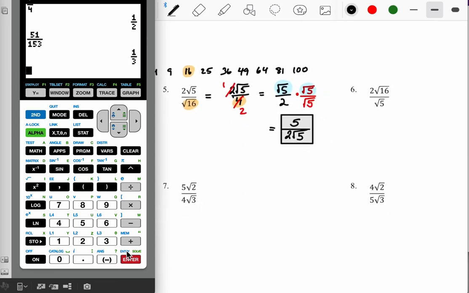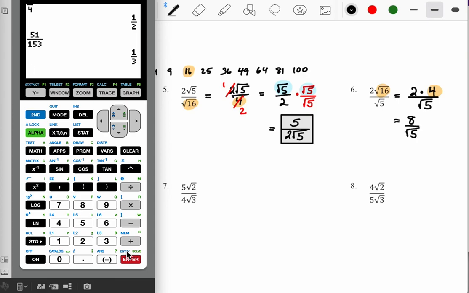But number 6 is an even numbered problem, so I need to have a rational denominator. I would still tackle it the same way. It also happens to have a radical 16 in there, so that's kind of nice. Radical 16, the square root of 16, is the same as 4. On the bottom, I have a radical 5 that I can't yet do anything with. 2 times 4 is 8, so I have 8 over the square root of 5.